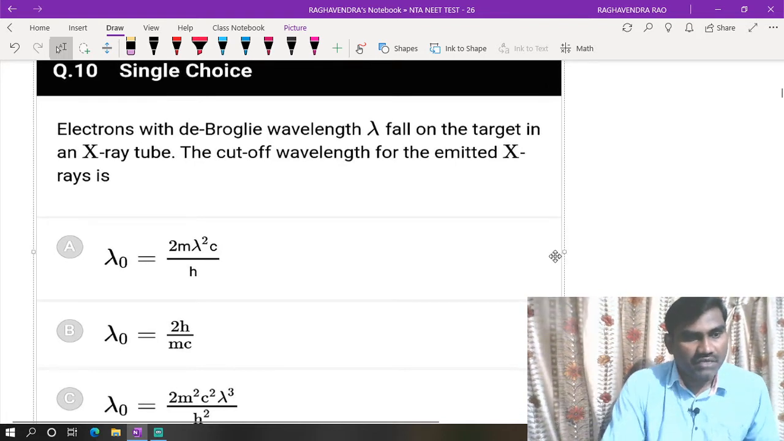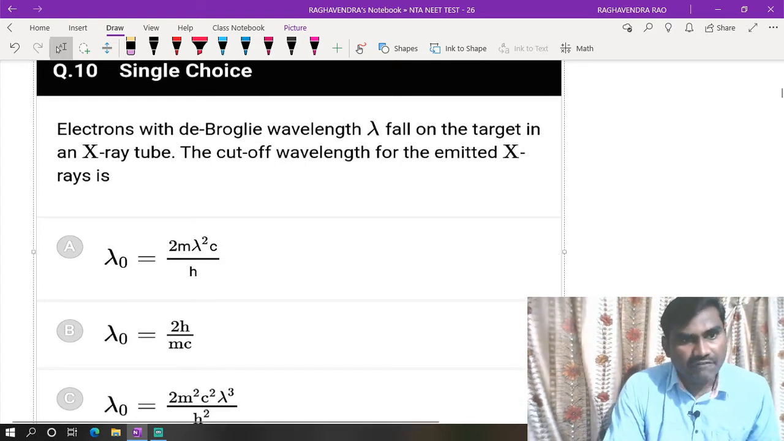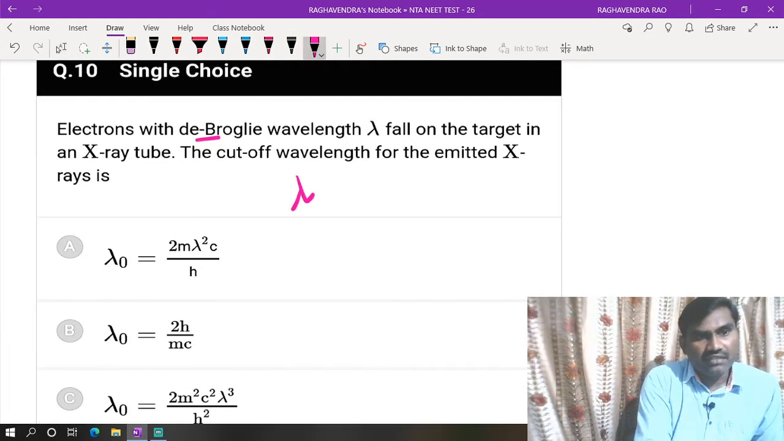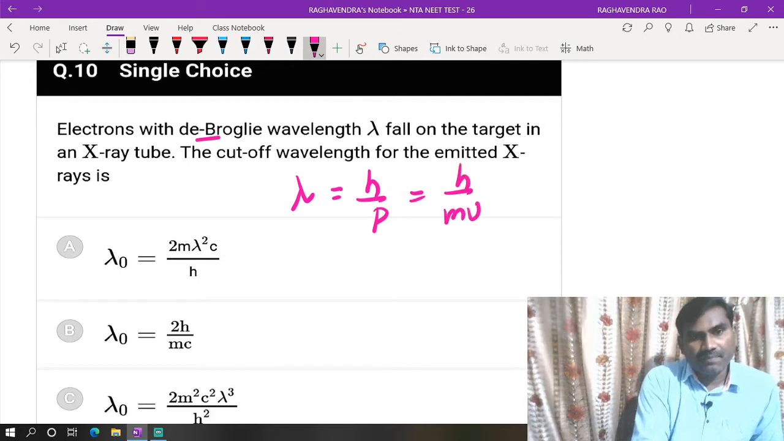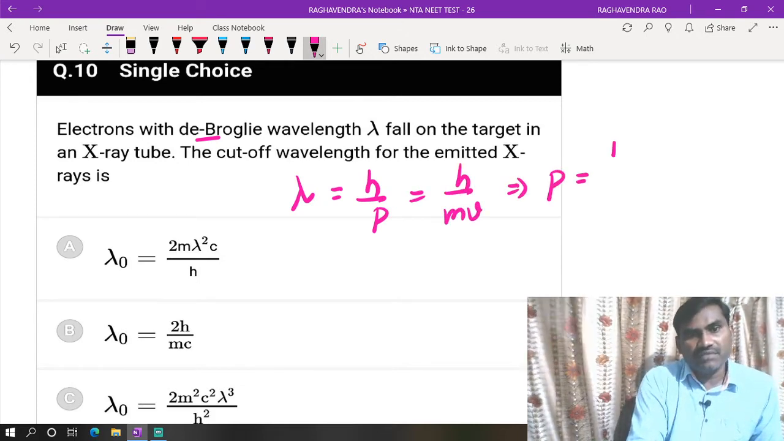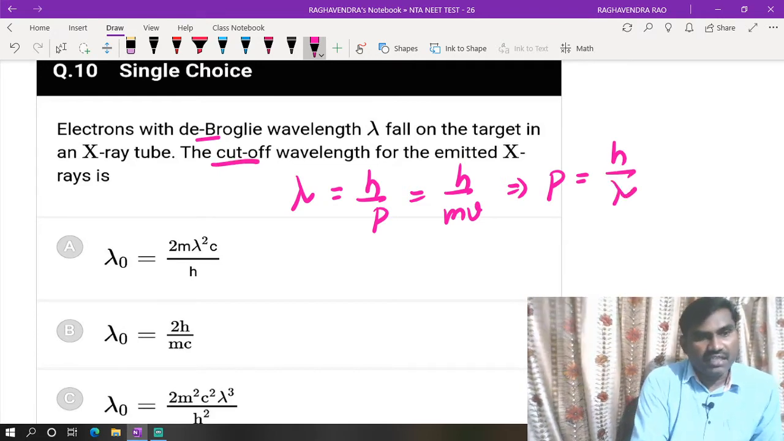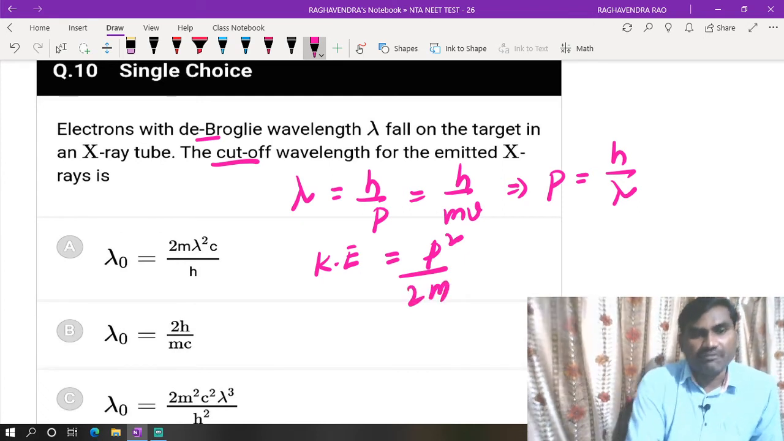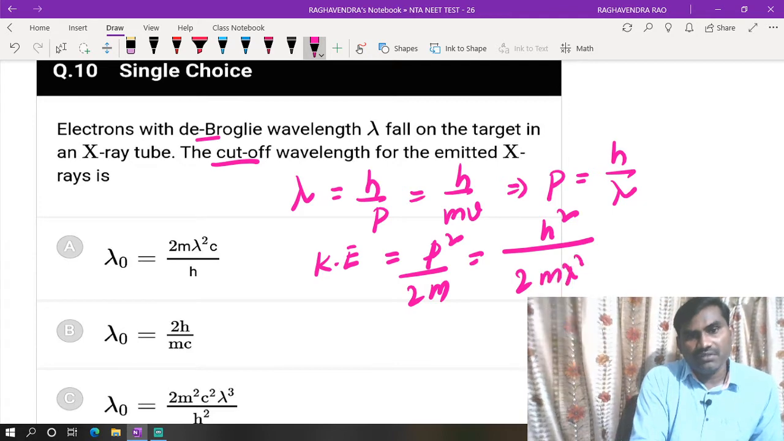Okay, right. So an electron with the de Broglie wavelength lambda falls on the target in the X-ray tube. What is the cutoff wavelength for the emitted X-ray? Now here, the de Broglie wavelength, we can say lambda is equal to h by p or h by mv. Now from this we can say momentum is h by lambda. Now we can take kinetic energy equal to p square by 2m, in terms of wavelength.